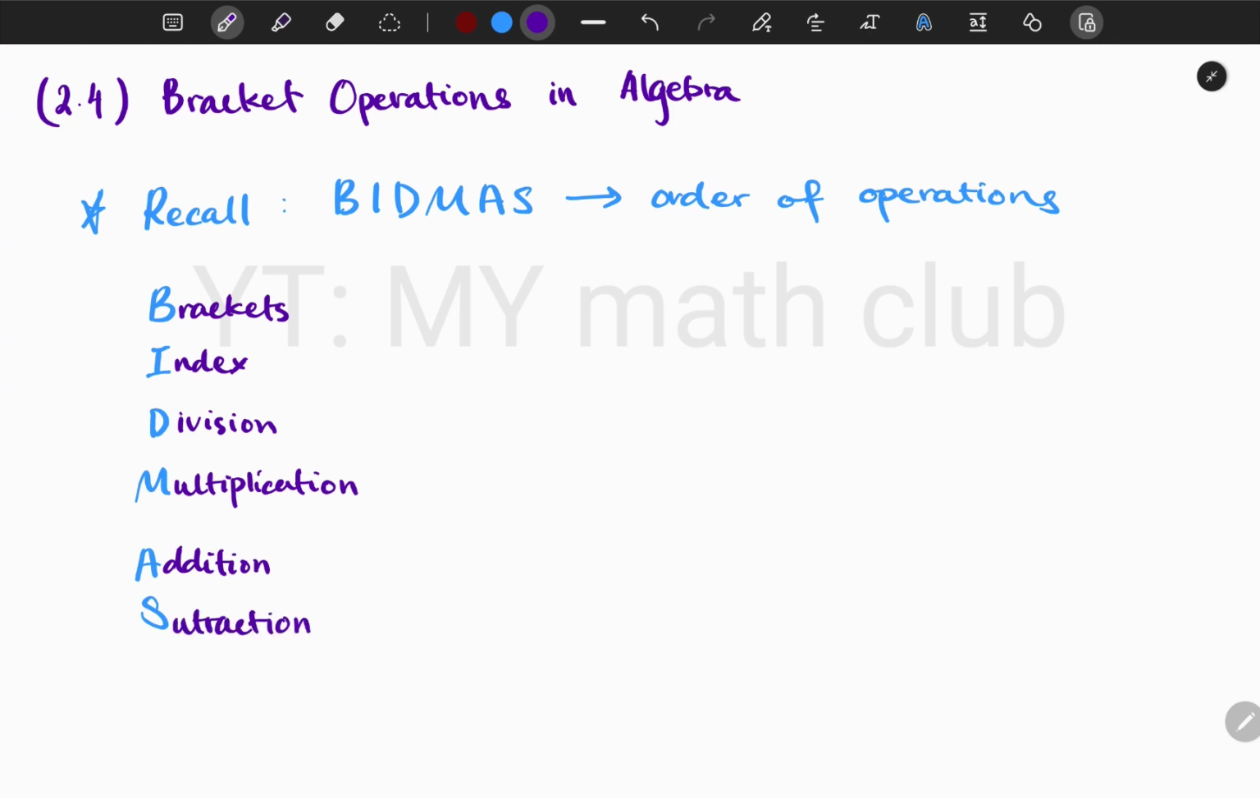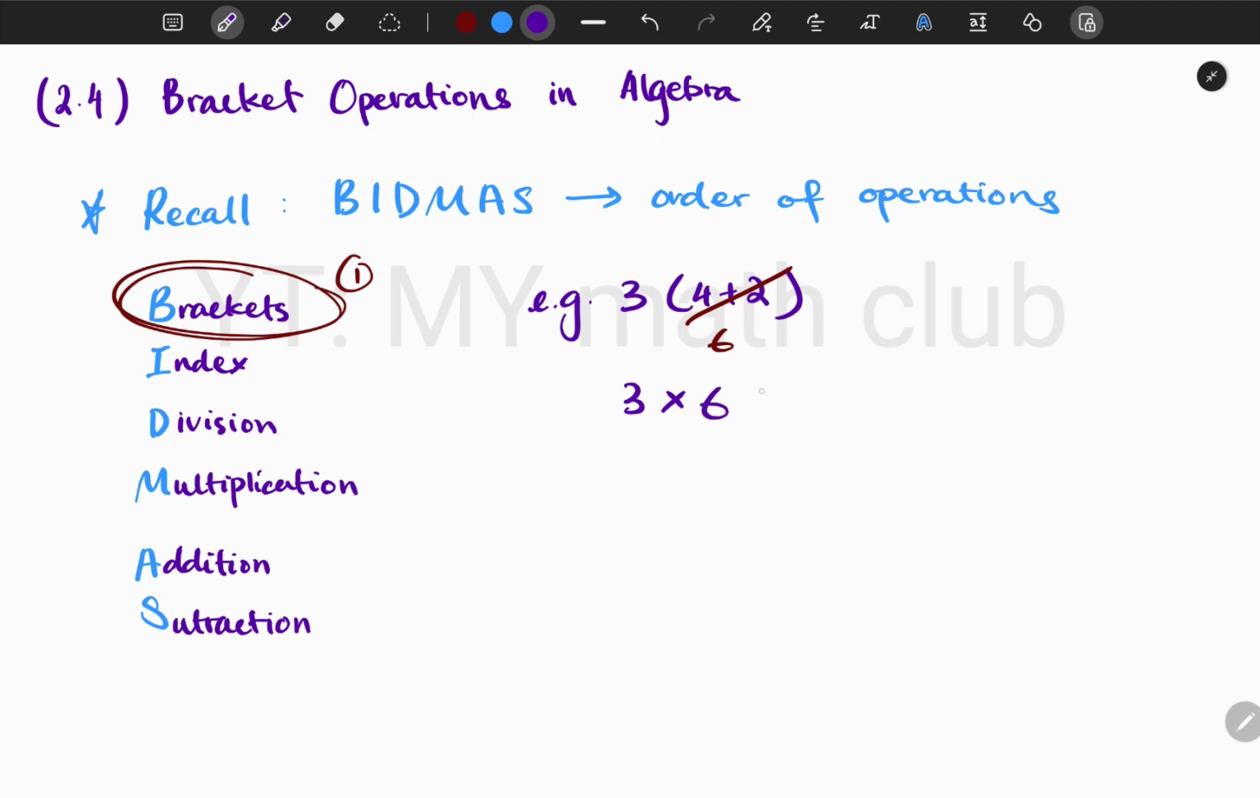So based on BIDMAS, we can see that we always want to calculate any operations within the brackets first to get rid of it. For example, let's say an expression 3 multiply in brackets 4 plus 2. The calculations can just follow the order of BIDMAS, and in the brackets we find 6. Then 3 times 6 is 18. This is the most straightforward way we can do this calculation.